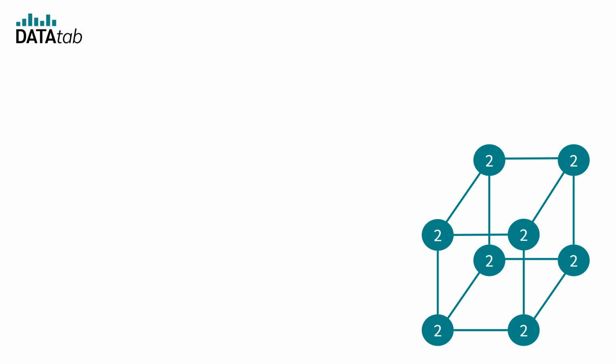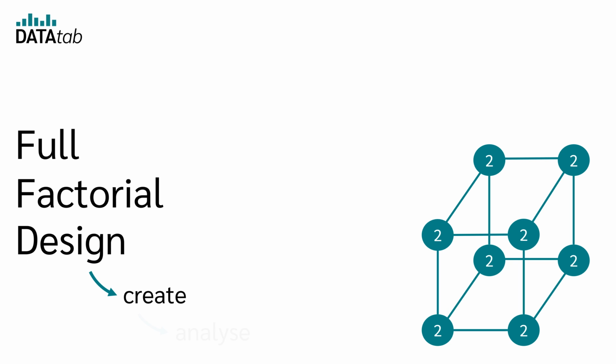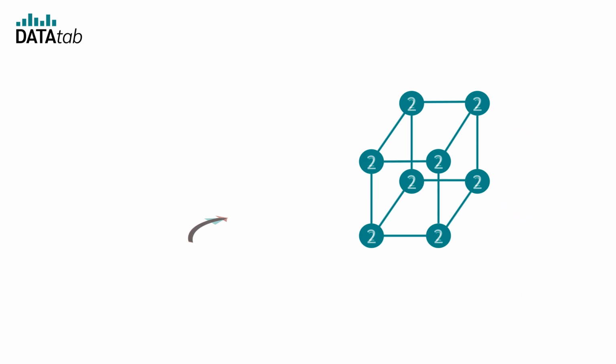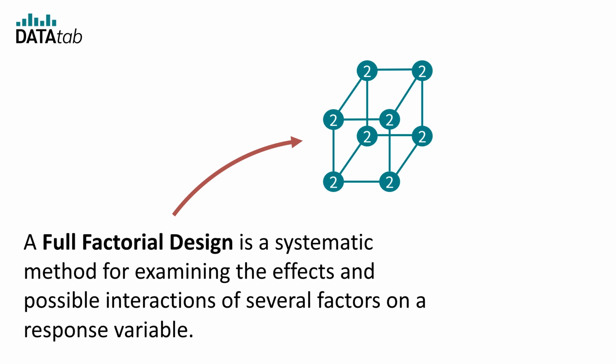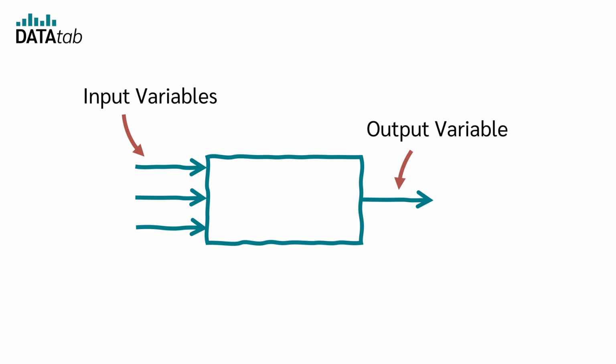In this video, we will discuss what a full factorial design is, how to create one, and how to analyze the results. A full factorial design is a systematic method for examining the effects and the possible interactions of several factors on a response variable. The aim is to analyze the relationship between several input variables and an output variable.